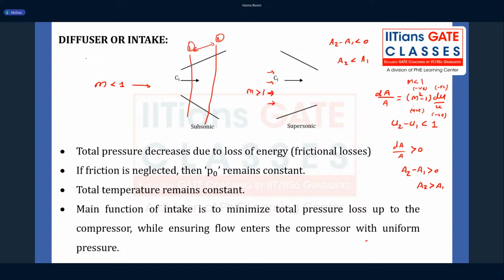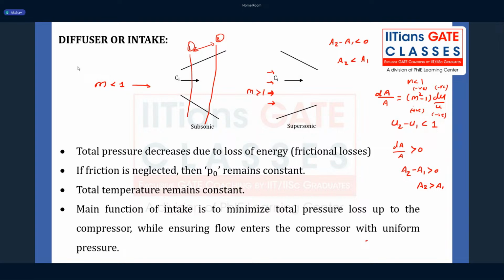Another important aspect of intakes or diffusers is, yes, we understand we want to decelerate the flow and convert the available kinetic energy into some sort of pressure energy.